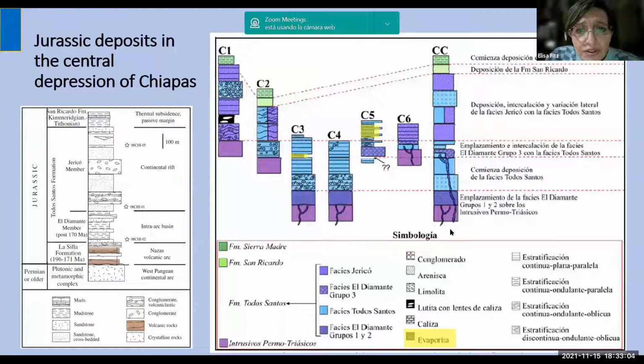But underneath the Todos Santos Formation, which is the one in the pictures that I just showed you, Godinez Urban and collaborators also reported the occurrence of another unit, which is dominantly volcanic and volcaniclastic, which he named La Silla Formation, which has an age from 196 to 171 million years, which might presumably be related to this early Jurassic extensional phase that affected pretty much the entire country.